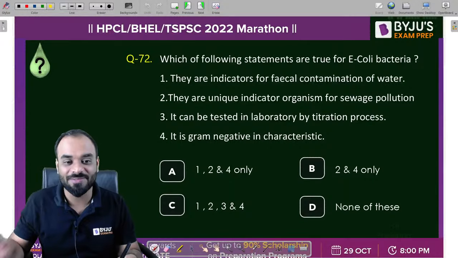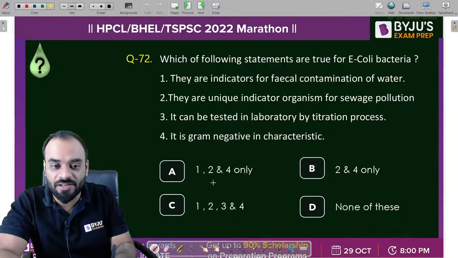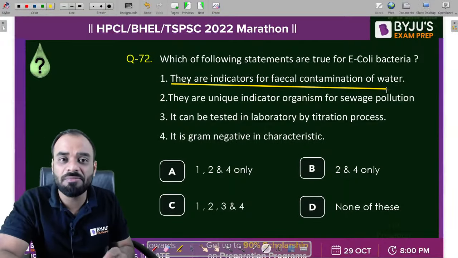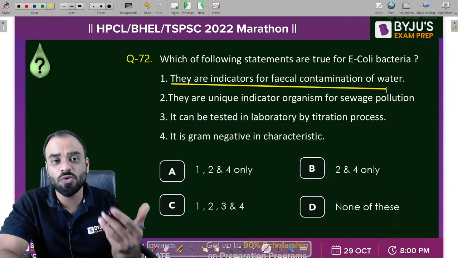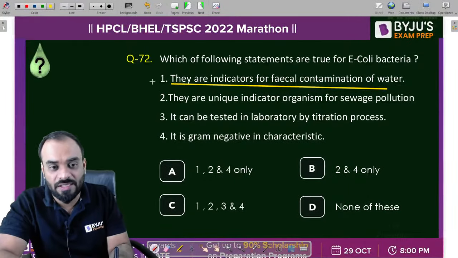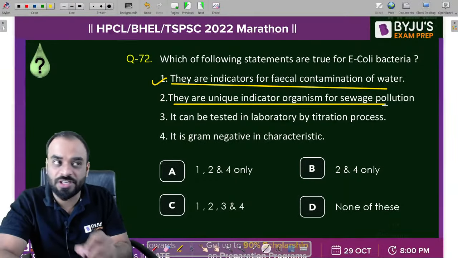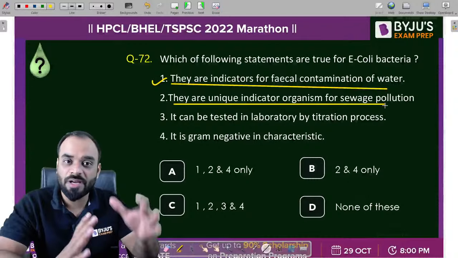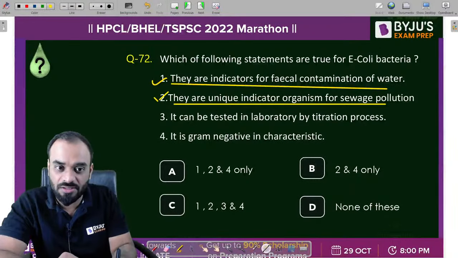No, guys. Listen. First two statements are correct. You can see here, they are the indicator for fecal contamination because E. coli bacteria is present in human waste. So that's why, guys, it is correct. They are unique indicator organism for sewage pollution. Definitely, if their concentration is present, that means this particular water is polluted by sewage. Correct? This is also correct.